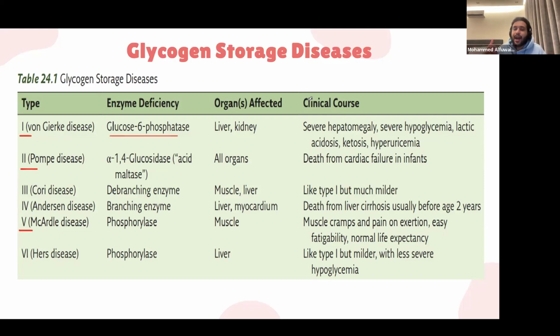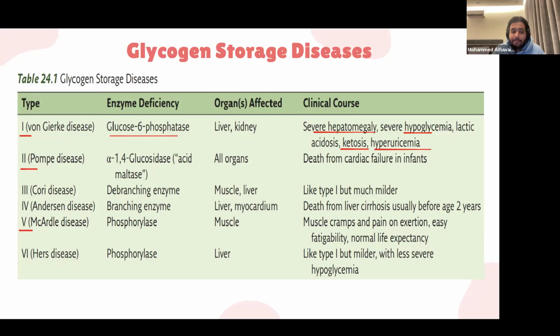You also have hyperalaninemia, which is high alanine, okay, in the blood. Severe hepatomegaly, ketosis, because it'll be converted and shunted to ketones because you're not producing glucose, okay? And hyperuricemia as well. This one is very high yield to remember. The case will be a patient with severe hepatomegaly, severe hypoglycemia with lactic acidosis, hyperalaninemia, lactic acidosis. You put von Gierke. If they ask about the enzyme, it's glucose 6-phosphatase. Okay.